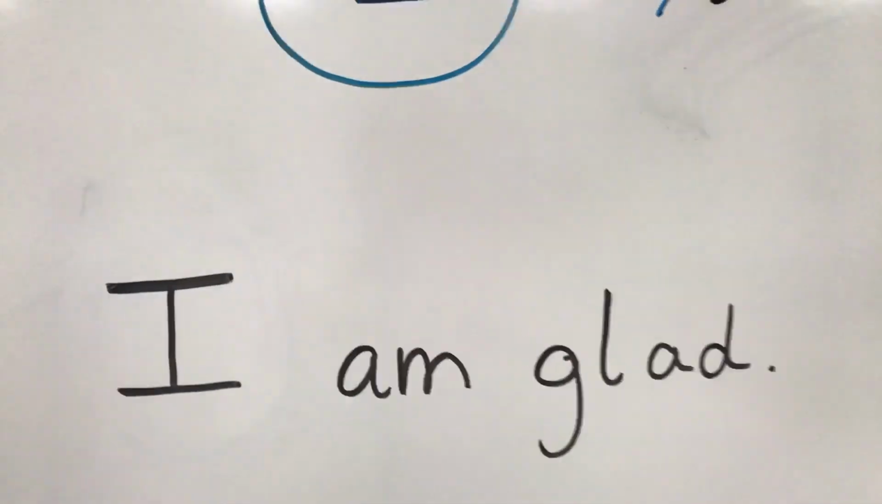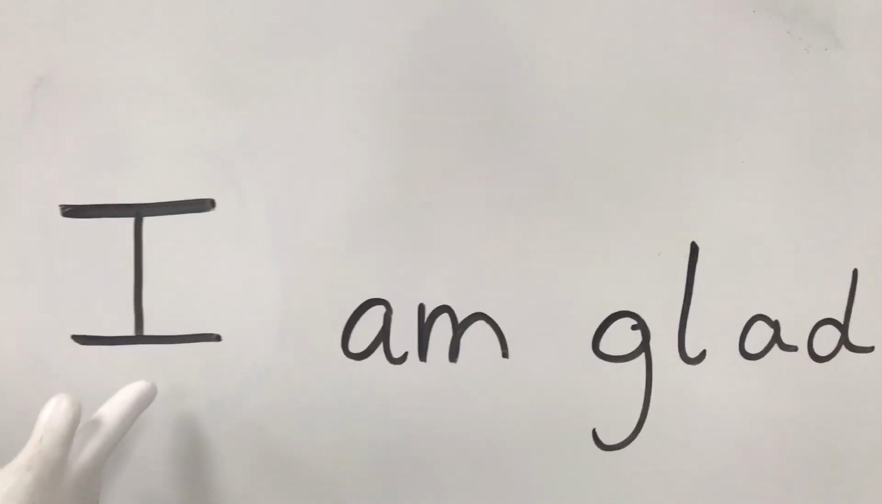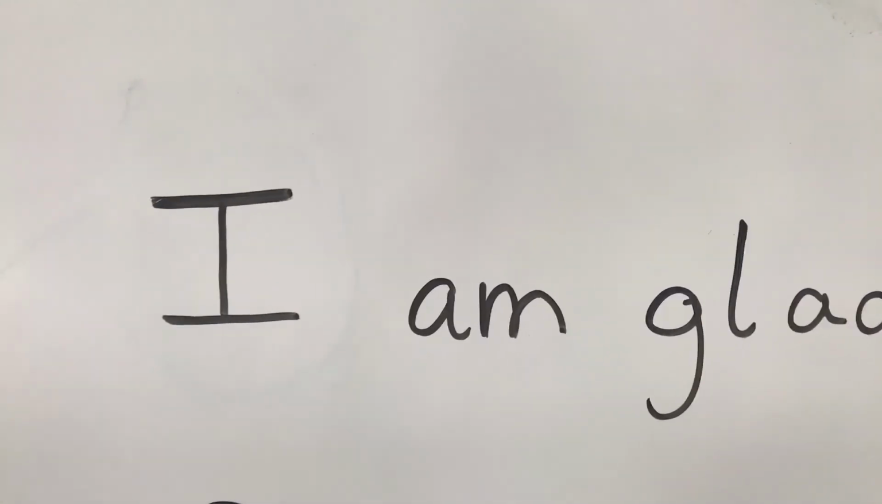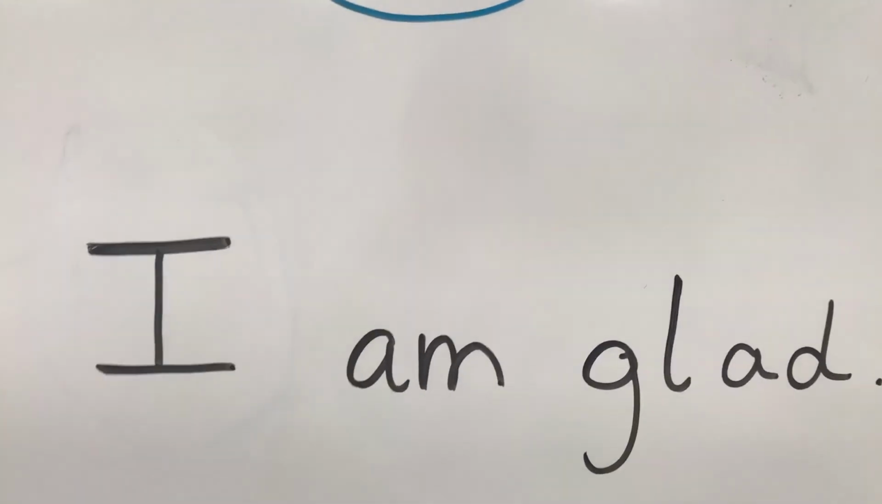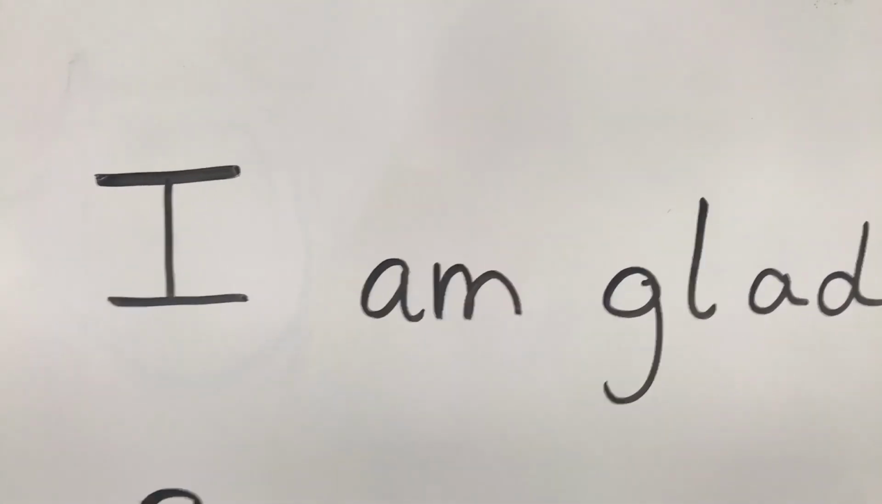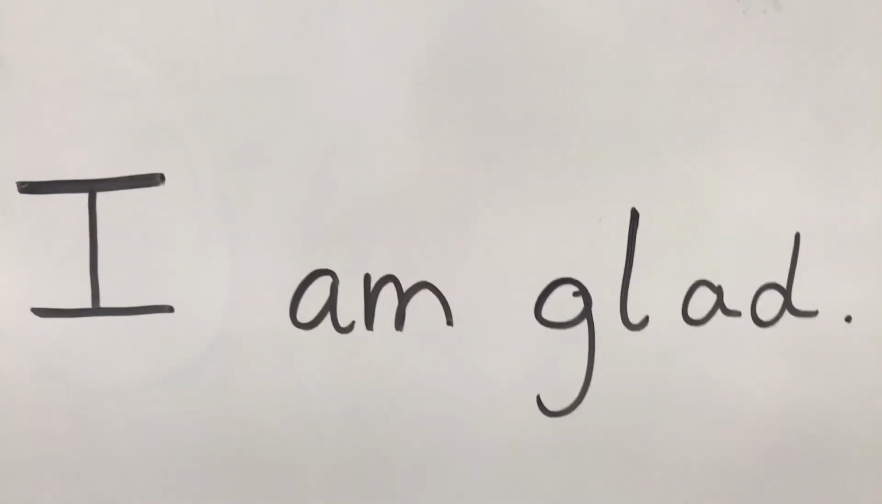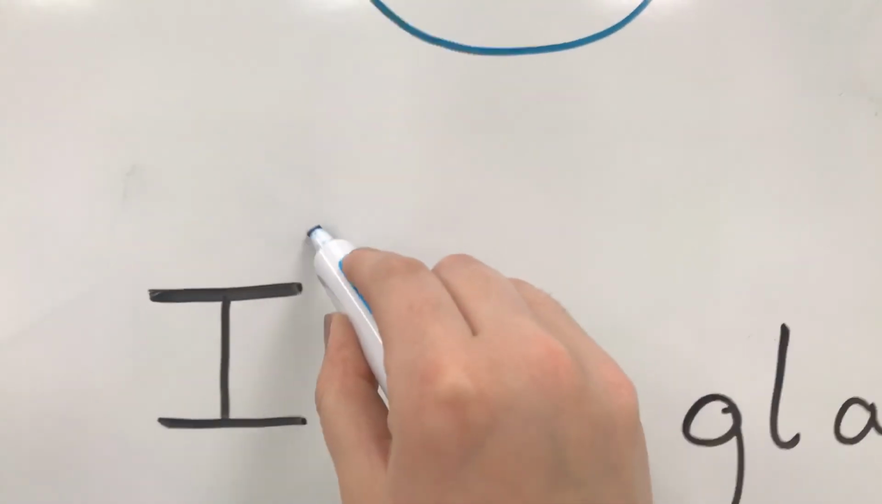Let's look at some sentences together. This sentence says, I am glad. Does the I say I? Is it I am glad? No, that sounds silly. It's I am glad. Can you point to the sight word I? Good job. Here it is.